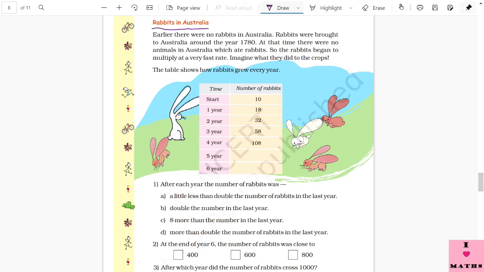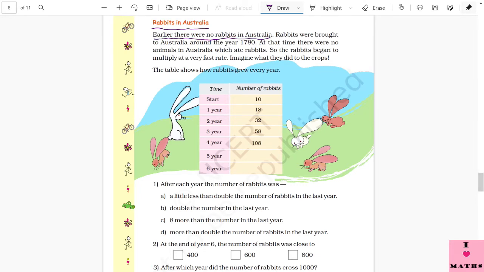With the help of this family chart, we are going to answer a few questions. And one more good thing is, we can also make our own family chart by looking at this family chart, right? So let us start doing these two examples, which are going to be really interesting and very easy. Let us start. Rabbits in Australia.